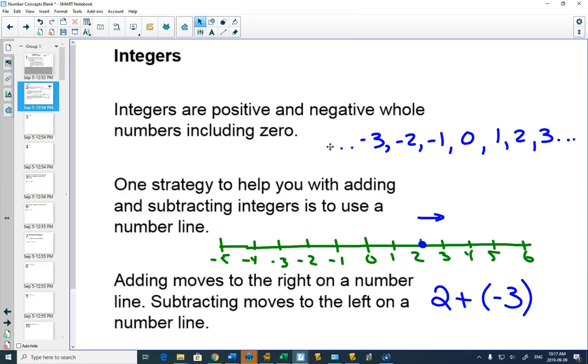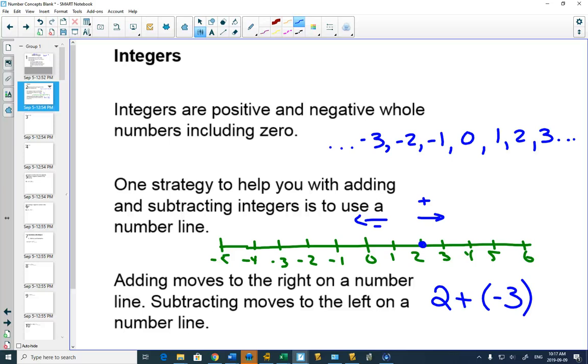So adding a number moves things along to the right. Anytime we add, it goes this way. Anytime we subtract, it would go this way. So if you had 5 minus 4, you would start at 5, and you would go 4 back on your number line, and you get to 1. 5 minus 4 is 1.